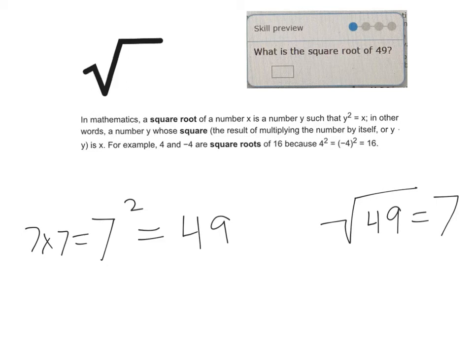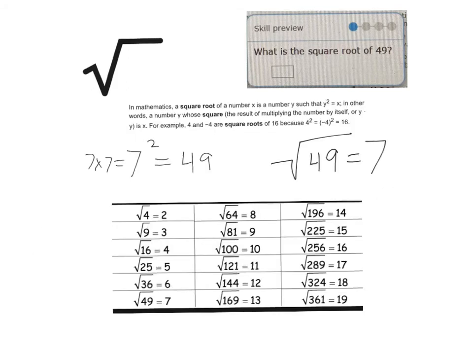So there's a lot of these perfect squares. Here are some examples of some perfect squares and square roots you're probably familiar with, because they're the easiest ones to learn for multiplication for some reason. 2 times 2 is 4, so square root of 4 is 2.